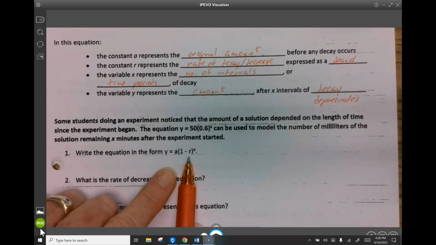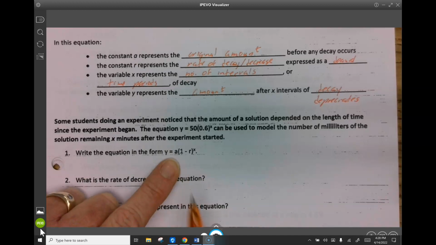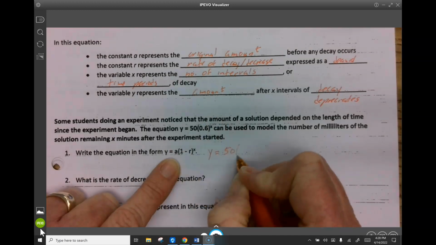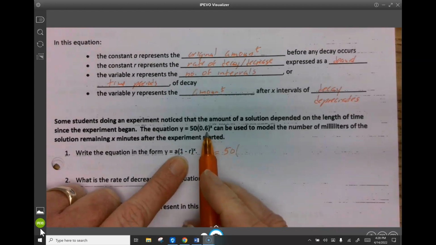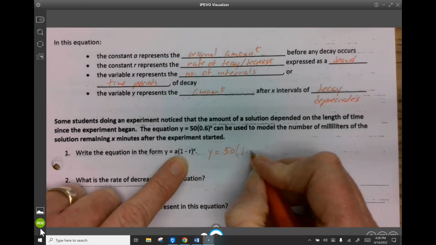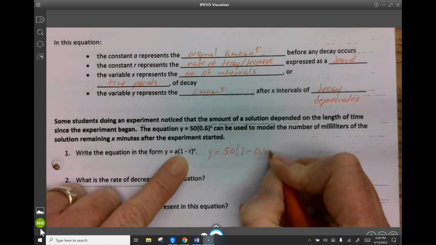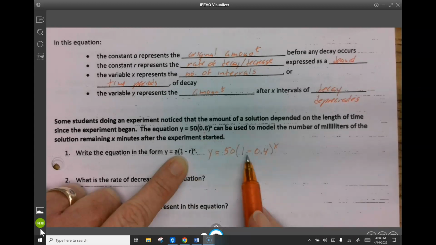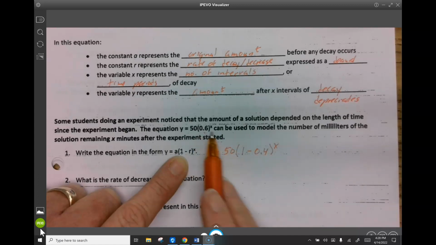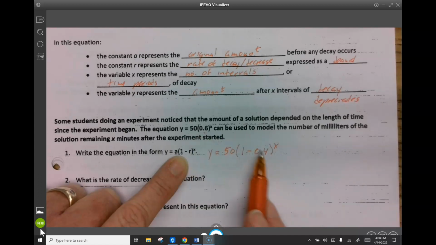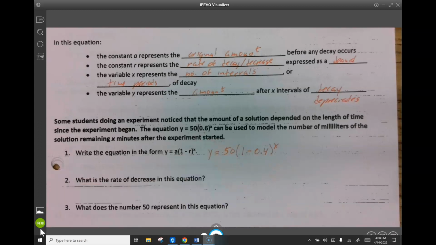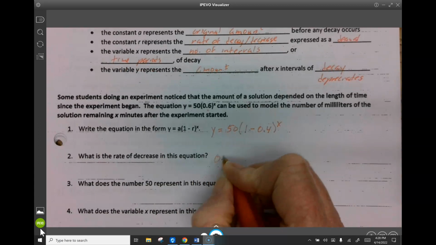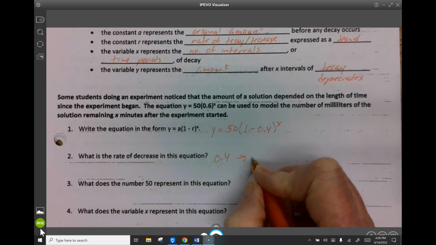Let's write this equation out so we can see what our actual rate is. So Y is equal to 50, and then it's 1 minus what to get to 0.6? 1 minus 0.4. Right? Because we got to 0.6, so we had to take 1 minus. So 1 minus 0.4 gives 0.6. So what's my rate of decrease? Well, 0.4, which of course is equal to 40%.